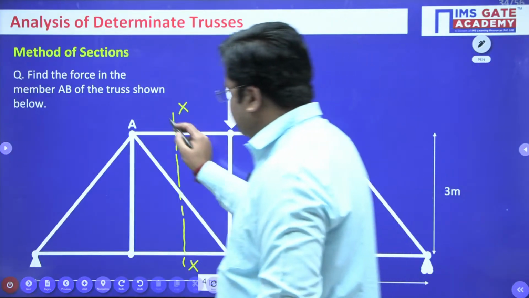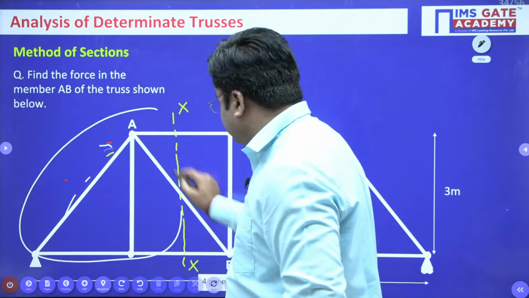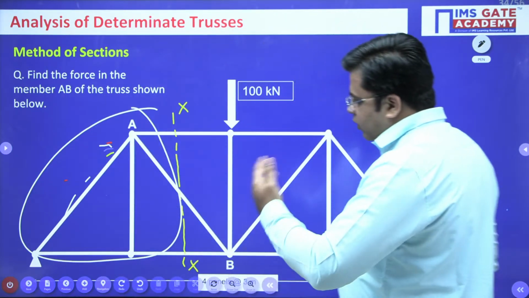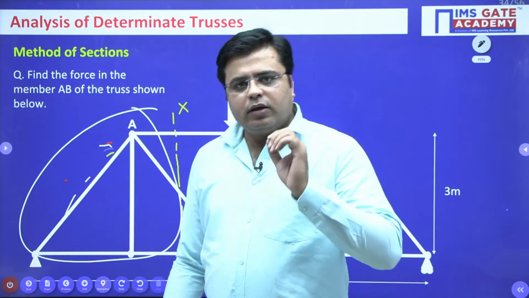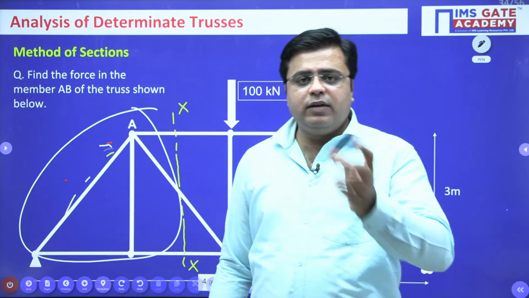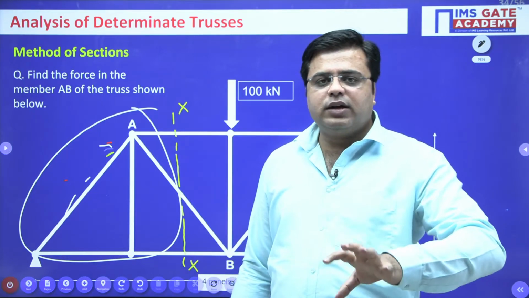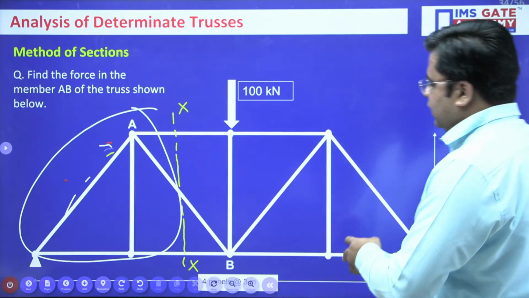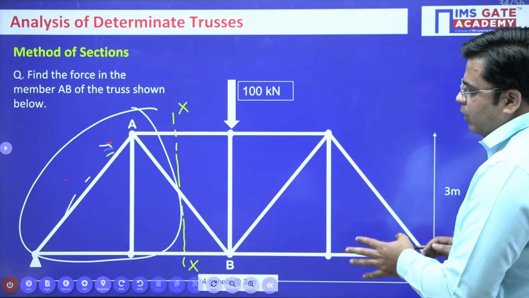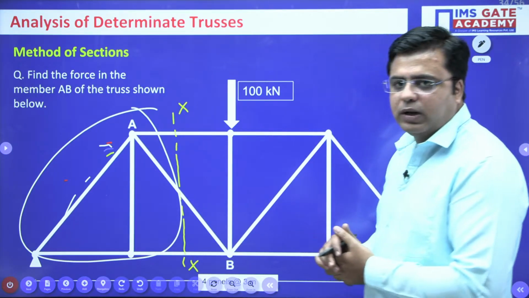I have considered this part of the structure. If required, you can take even the right side of the structure. That is not a problem. The only thing is, whichever part is convenient for you to solve, you can consider that segment of the structure for solving through the method of sections. This is one of the easiest methods when we talk about complicated structures or complicated trusses.